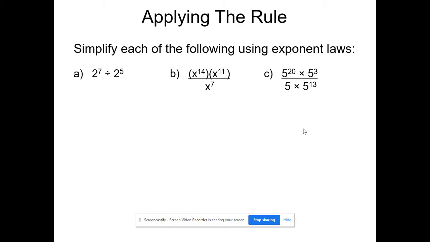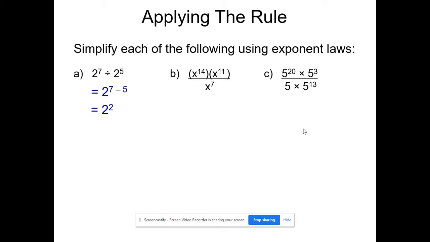So we're going to try a couple quick examples. It says simplify each of the following using exponent laws. So I have 2 to the 7 divided by 2 to the 5. So I notice they have the same base, and I notice that we're dividing. So I'm going to subtract my two exponents. So I'm going to get 2 to the power of 7 take away 5, and 7 minus 5 is 2, so I get 2 to the power of 2. I could work that out, but it didn't ask me to evaluate, it just asked me to simplify.